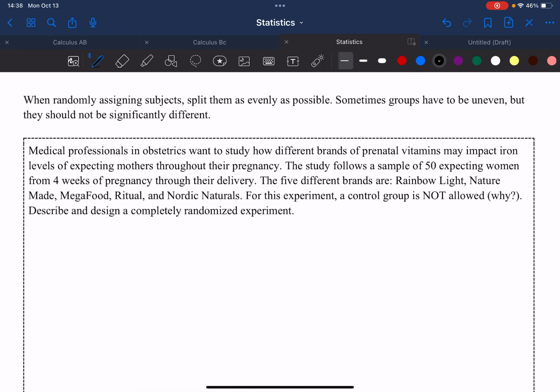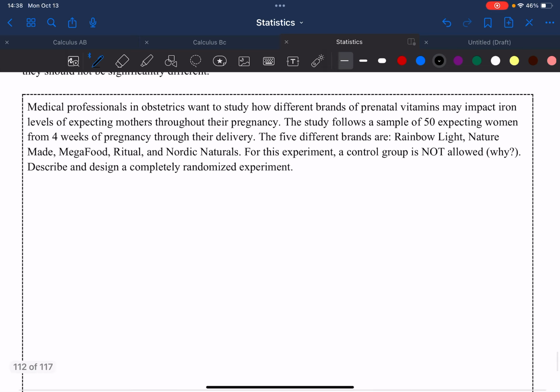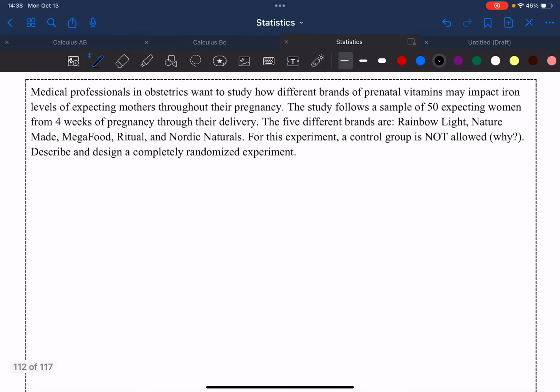Okay, the following example. Medical professionals in obstetrics want to study how different brands of prenatal vitamins may impact iron levels of expecting mothers throughout their pregnancy. The study follows a sample of 50 expecting women from 4 weeks of pregnancy through their delivery. They have 5 different brands: Rainbow Light, Nature Made, Mega Food, Ritual, and Nordic Naturals. For this experiment, a control group is not allowed. Why? Describe and design a completely randomized experiment.